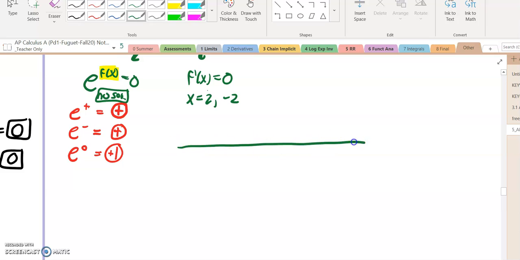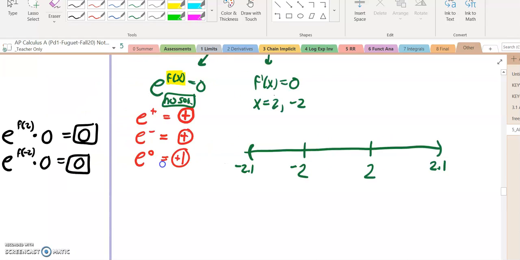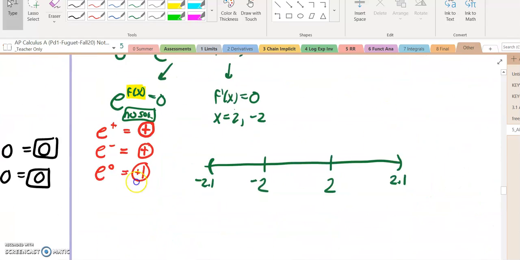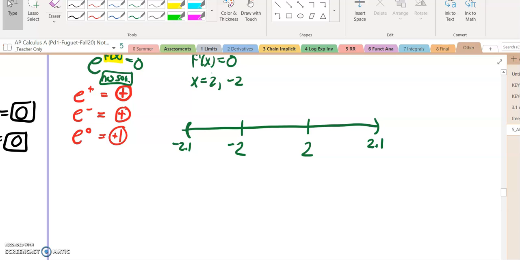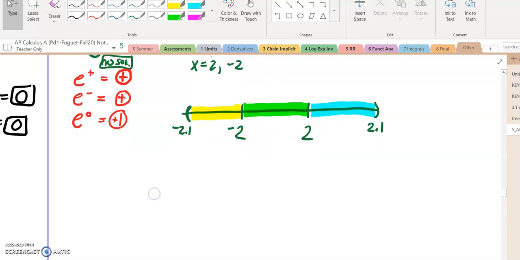So now let's create our sign chart. All right, so we have negative 2, we have 2. And again, we're only looking at the open interval from negative 2.1 to 2.1, as they stated in the original premise of the problem. So we need to pick a value in each of these 3 regions. So we have our yellow region, this green region here, and this blue region here. Take a moment if you want to pause this right now to do those different tests, and then I'll have it back here on the screen for you in just a moment.